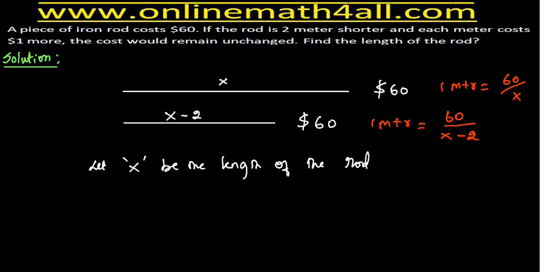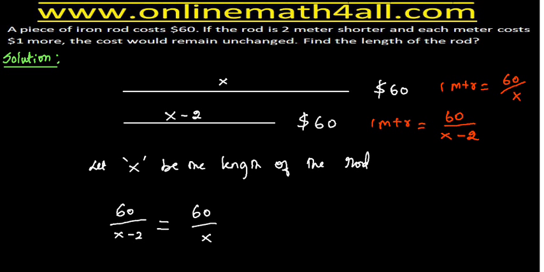So for the original rod, the total length is x meters and the total cost is $60. So to find the cost of 1 meter, we divide the total cost $60 by the total length x. For the rod 2 meters shorter, the length is x negative 2, and the total cost is $60. So the cost of 1 meter is equal to 60 over x negative 2. Okay, now I'm just going to consider the two values, 60 over x and 60 over x negative 2.